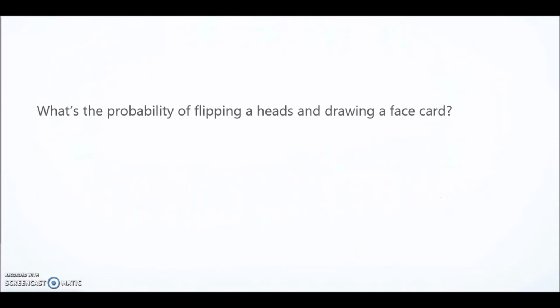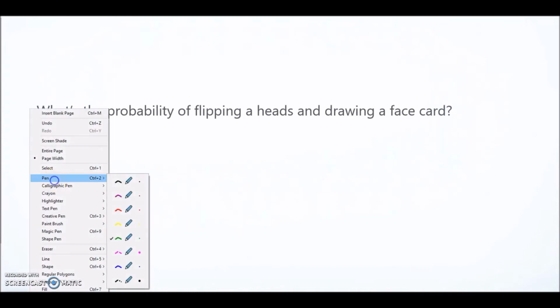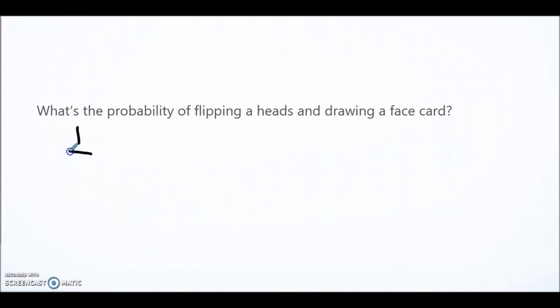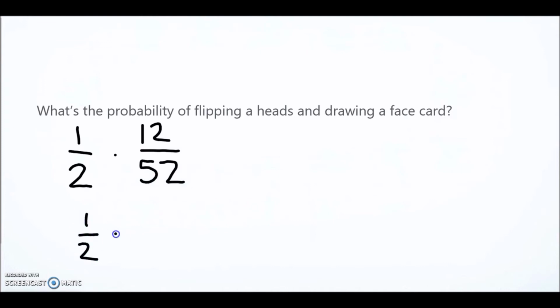What's the probability of flipping a head and drawing a face card? So we're going to flip a coin. Everybody knows that flipping a head is 50-50 or 1 out of 2. What about a face card? Well, we said there's 12 face cards out of our 52 card deck. We might want to reduce that to 3 out of 13.